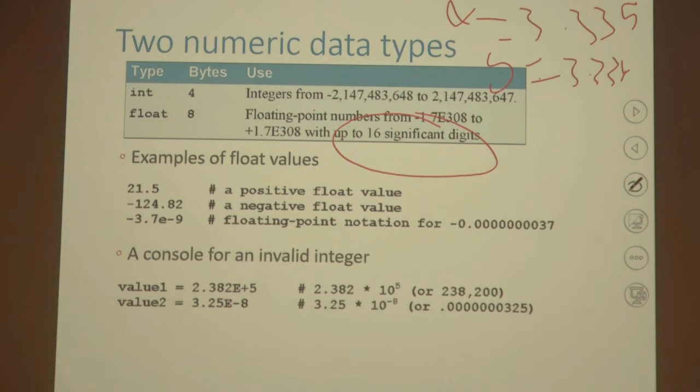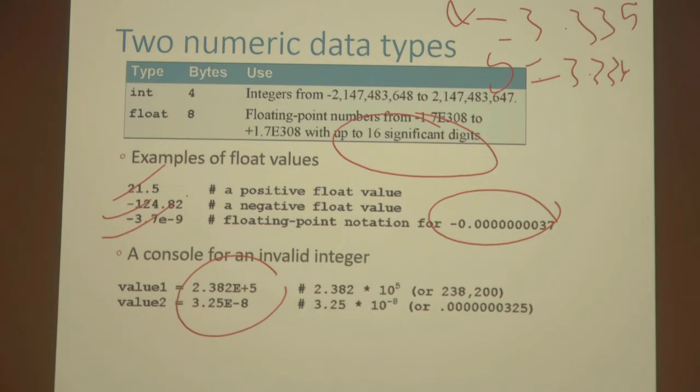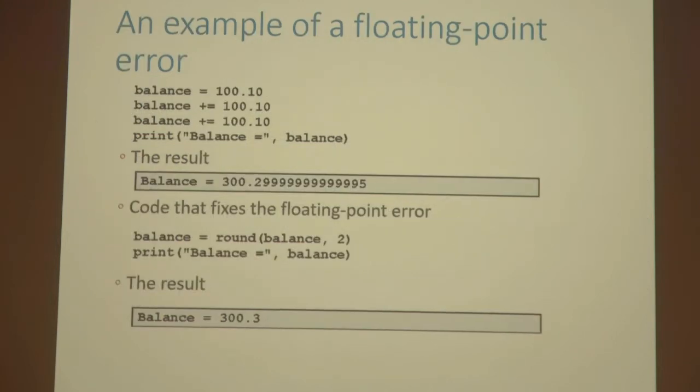Look in here, for example, when you look at the 21.5 in here, it's a positive float, and here is a negative float number, okay? This one is a floating point notation, which equals this value. Also, you could have the scientific notation, as you see in here. Look at this example.